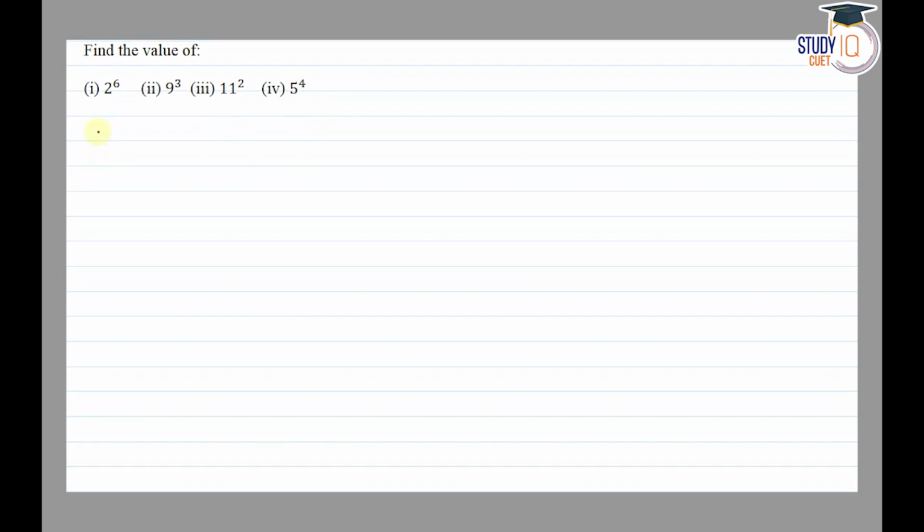So first, 2 की power 6. So firstly हम इसकी expanded form लिख लेंगे. ये 2 into 2 into 2 into 2 into 2 into 2, 1 2 3 4 5 6. सो वैल्यू फाइंड आउट करने के लिए हम इन्हें मल्टीप्लाई कर लेंगे. हो जाएगा 2, 4, 8, 16, 32, 64. सो 2 की पावर 6 हो जाएगा हमारे पास 64.